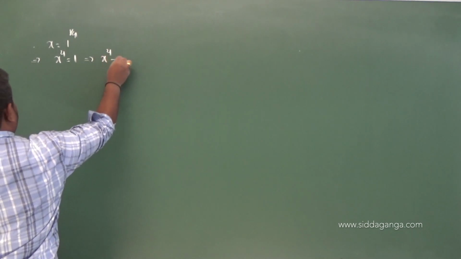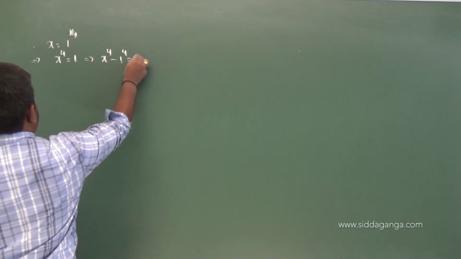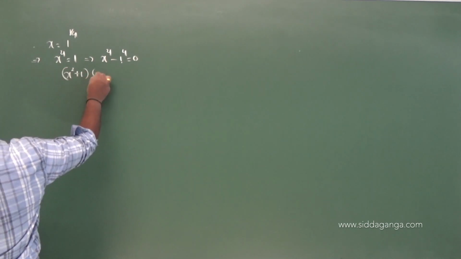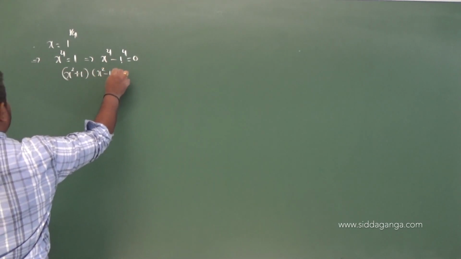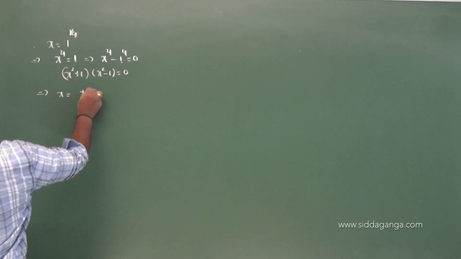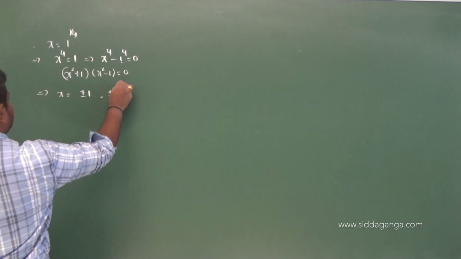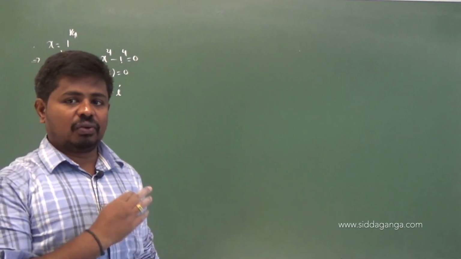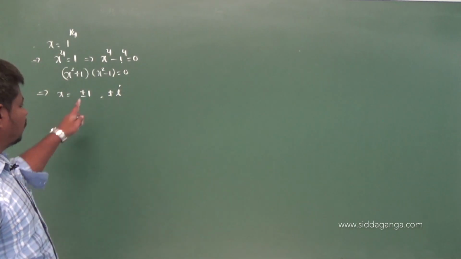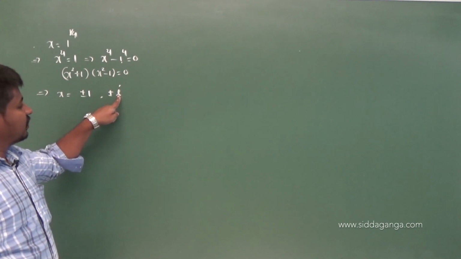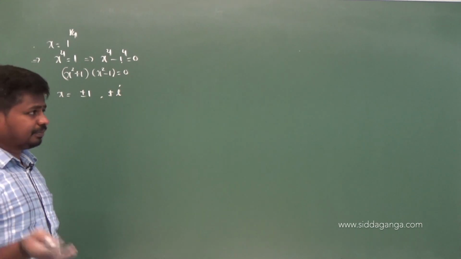x power of 4 minus 1 is equal to 0, that is (x square plus 1) into (x square minus 1) equal to 0. So you get x is equal to plus or minus 1 as well as plus or minus i. Okay, we discussed this in the last class, right? There are 4 roots: plus 1, minus 1, plus i and minus i.